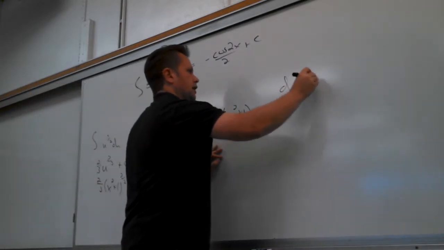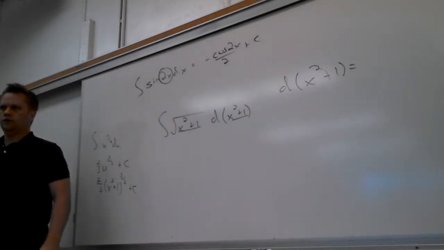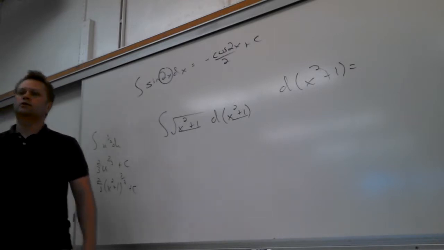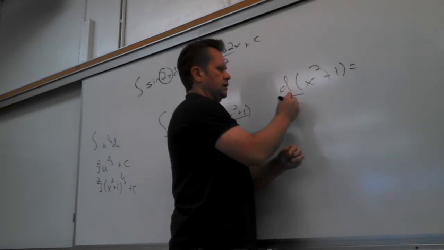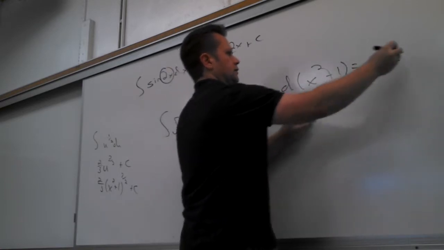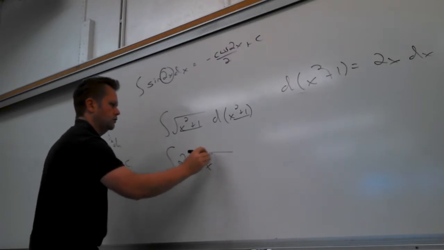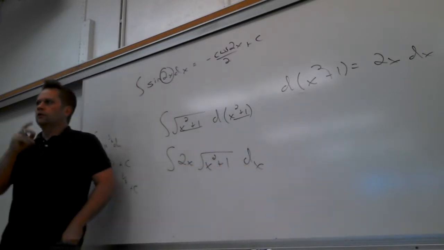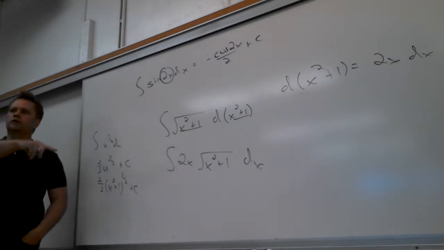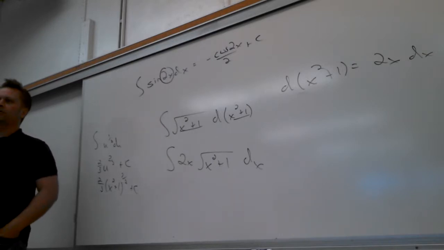What is d of x squared plus 1? The d is just the total differential. I don't know if you guys remember this. The derivative with the dx on the end, because I've taken the dx down here and put it over there. What's d by dx of this? 2x. So d of this is 2x dx. So if you're given this, 2x times root x squared plus 1 dx, do you see an inside function? Yes. What's the inside function? Do you also see its derivative in there? Yes. Therefore, I can use u sub.